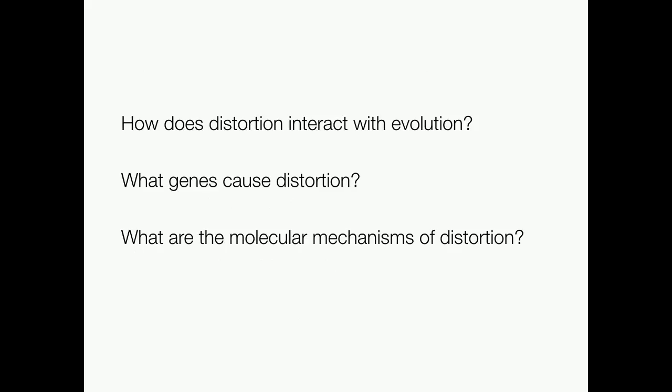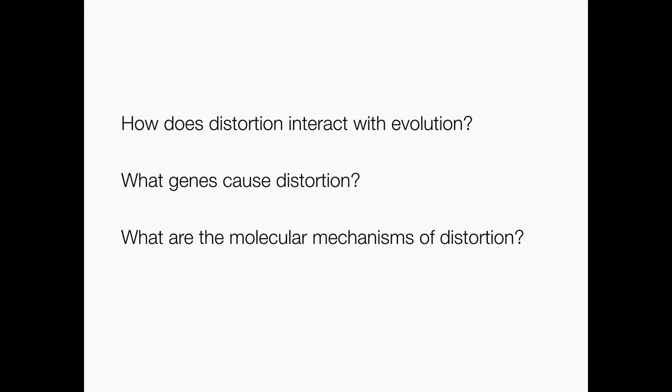We still have some essential questions about distorters kind of broadly. First, further clarifying how distortion is interacting with these evolutionary phenomena. Secondly, we have a really poor understanding of what kinds of genes cause distortion across taxa. And lastly, we have an even poorer understanding of what the molecular mechanisms for distortion actually are. And these seem like fairly straightforward questions. In a lot of cases, these are things that people have been interacting with for almost 100 years at this point.